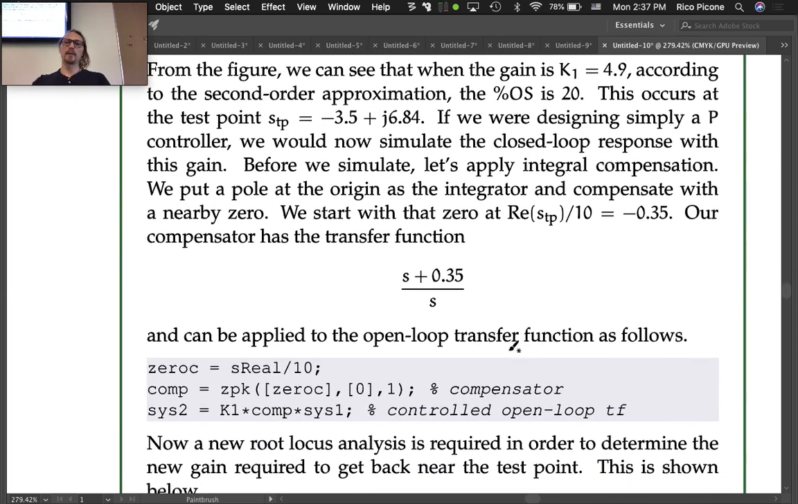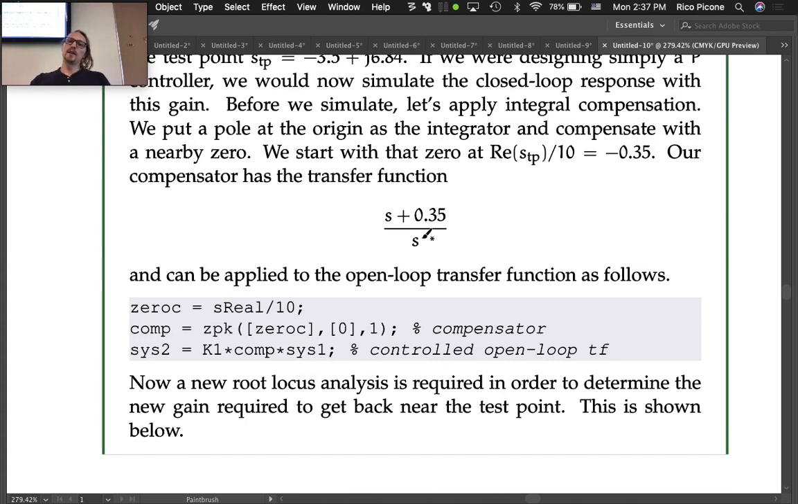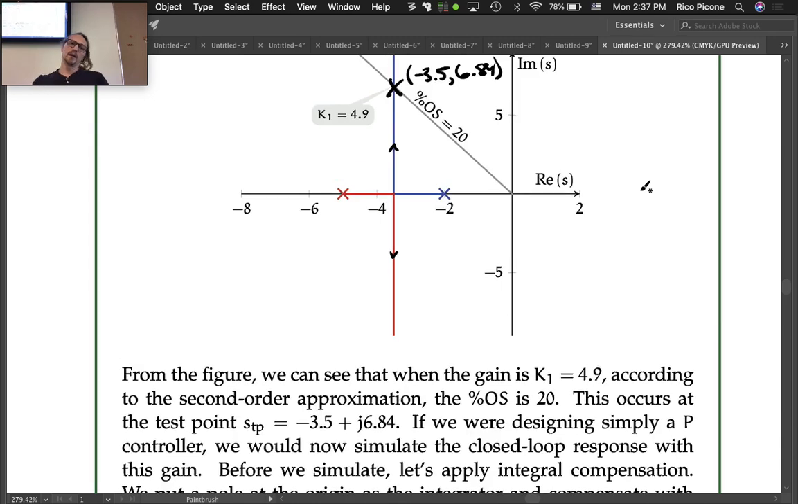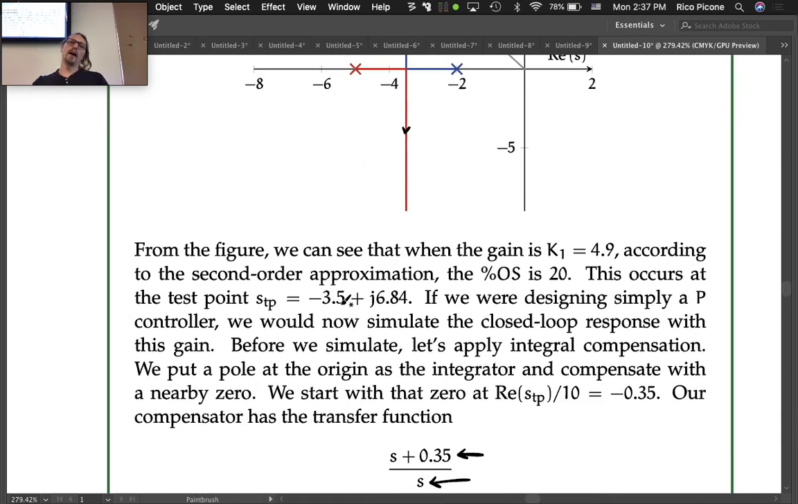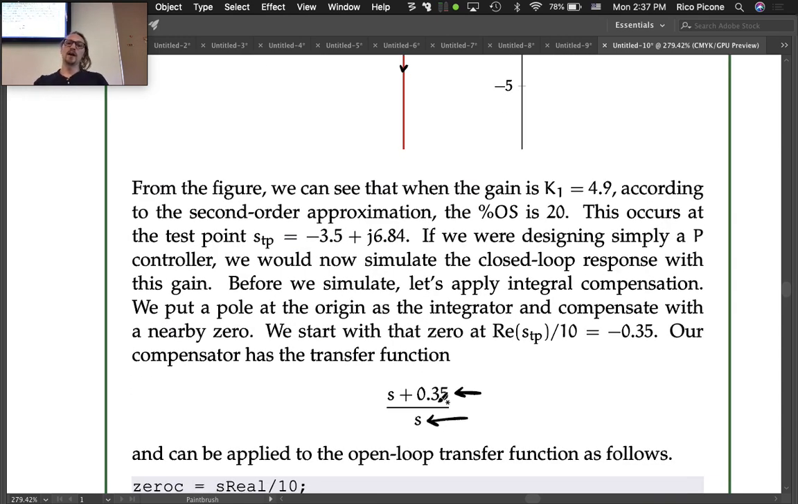So let's apply the integral compensator, and we'll put the 0. We're always going to put the pole at the origin for an integral compensator. And we're going to put the 0. We said a good place to start would be 1/10 of the real part of the dominant pole pair, right? So the dominant pole pair has real part negative 3.5. So we're going to say 10% of that is negative 0.35. So a good place to start with our 0 in our integral compensator is at negative 0.35 on the real axis.